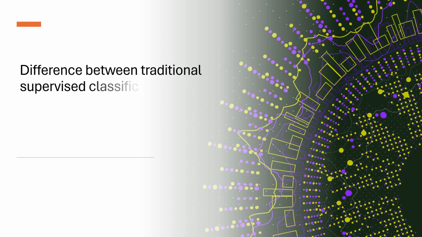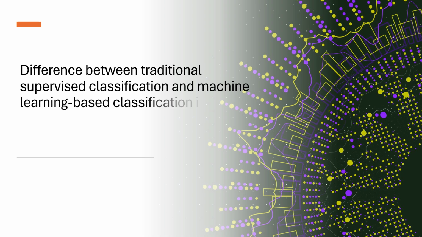So what is the difference between the traditional supervised classification and machine learning based classification in ArcGIS? There are a number of differences between the two methods. However, both methods classify a satellite image. The difference is the method. So let's see the traditional supervised classification method.